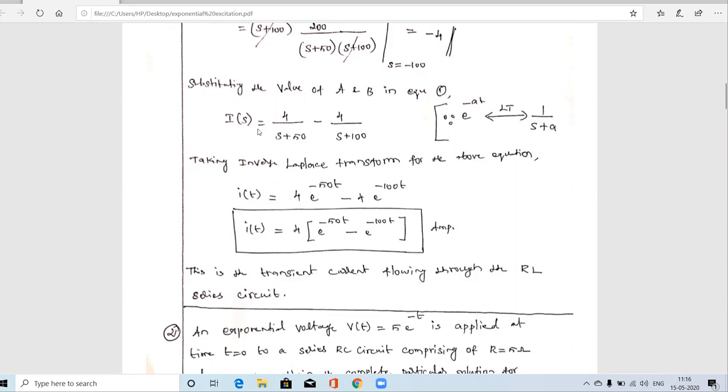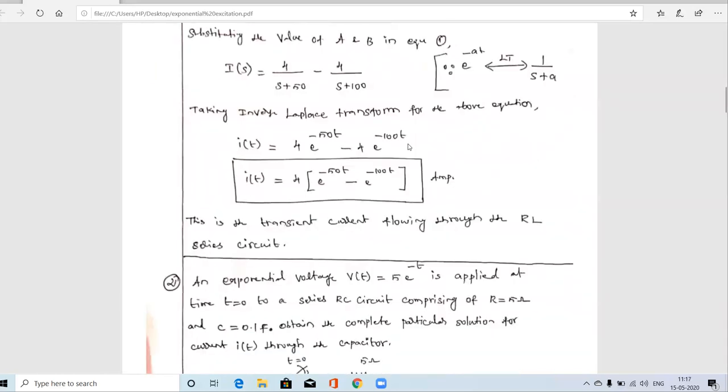What is the inverse Laplace transform of this term? Here the 4 is a constant. You keep the constant, so the remaining is 1 by s plus 50. The inverse Laplace transform of 1 by s plus 50 is e power minus 50t. Then similarly, minus 4 into, what is the inverse Laplace transform of 1 by s plus 100? e power minus 100t. So we will get the answer.